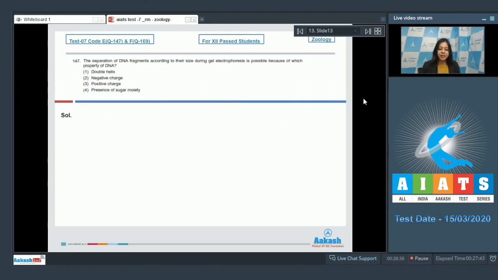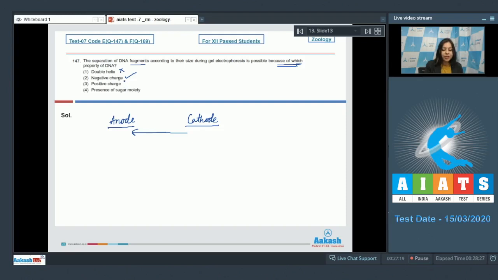Question number 147. The separation of DNA fragments according to their size during gel electrophoresis is possible because of which property of DNA? Number 1, double helix is incorrect as the presence of double helix does not cause its movement during gel electrophoresis. Number 2, negative charge is the correct option as during gel electrophoresis there are two electrodes, an anode and a cathode. Owing to their negative charge, the DNA strands move towards the anode terminal.